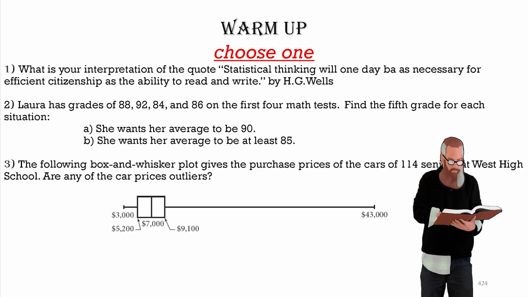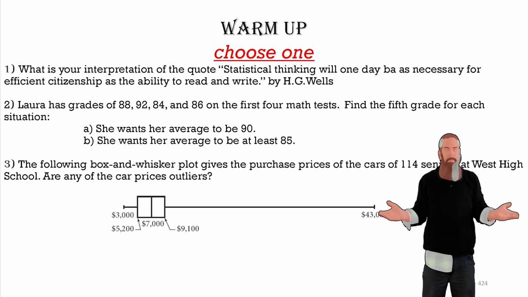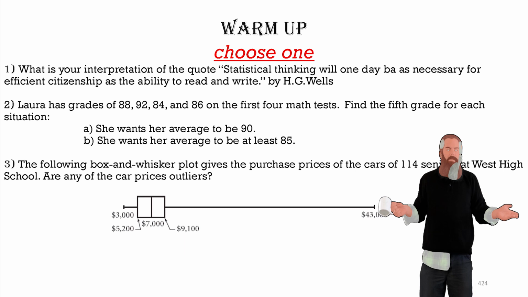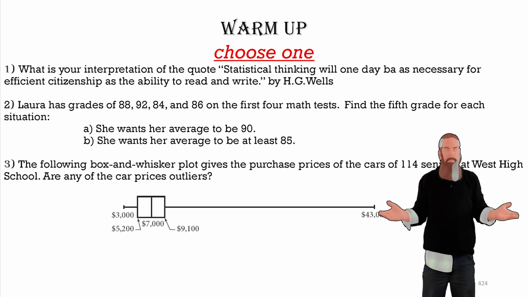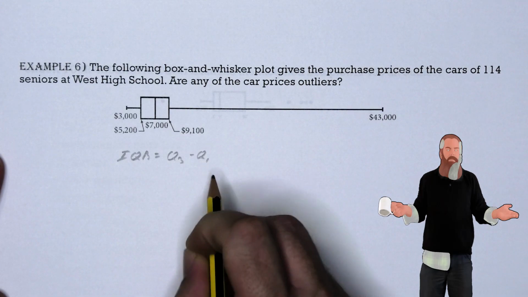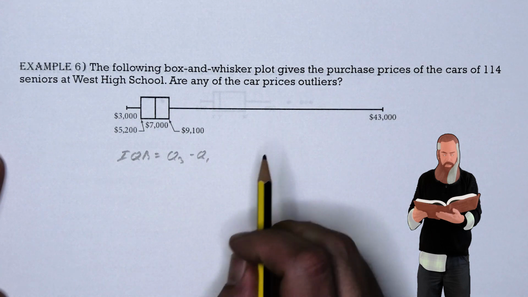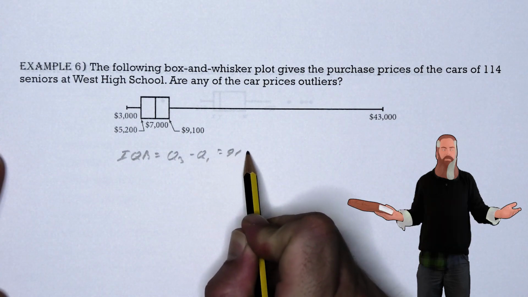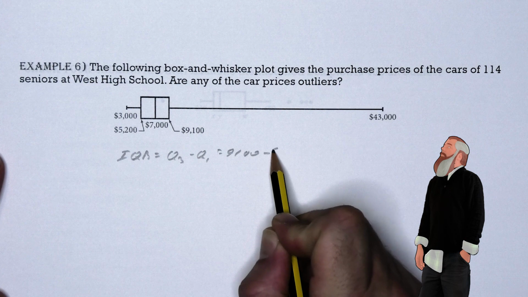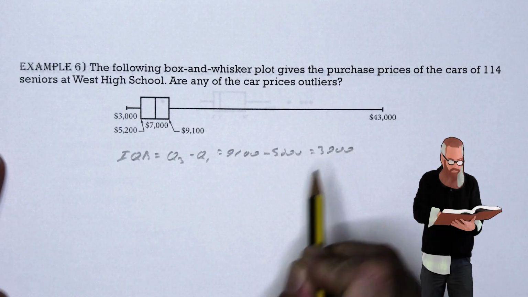Now, let's take a look at a problem that you will be able to do by the end of this lesson. The following box and whisker plot gives the purchase prices of cars of 114 seniors at West High School. Are any of the prices outliers? Well, we know that the interquartile range is Q3 minus Q1. In this case, that's 9,100 minus 5,200, which is going to give us 3,900.